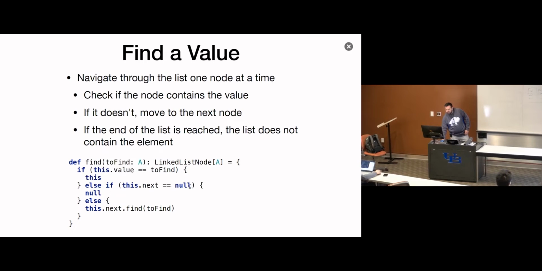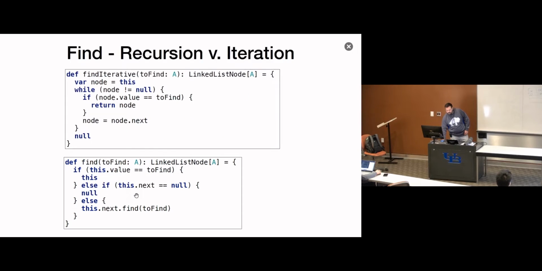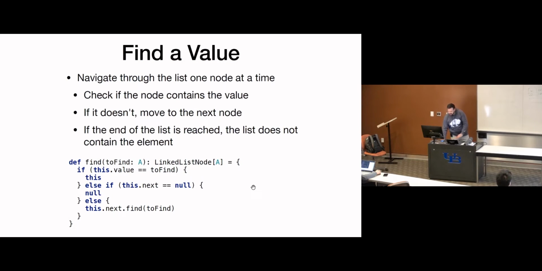If we're at the end of the list, return null. Is this broken? This isn't broken code, is it? This dot value equals, oh, geez, yeah, no, it isn't. Like, I definitely tested this and stuff.